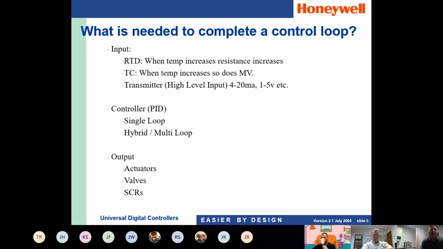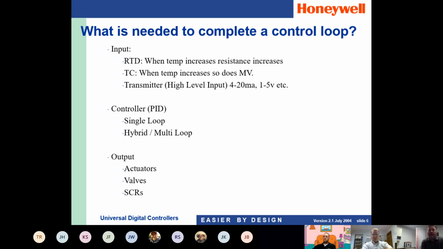So when you're doing troubleshooting or when you're adding a control loop to something out in the field, you want to make sure that the three components include an input, controller, and output. So the input can be what you're measuring, the flow or temperature or pressure of the system. In this case, we're going to be measuring temperature. So I have either an RTD, which is a resistance temperature detector, or a thermocouple, based on the temperature range that you're trying to measure. We'll get into a little bit more about the thermocouples in a couple slides here.